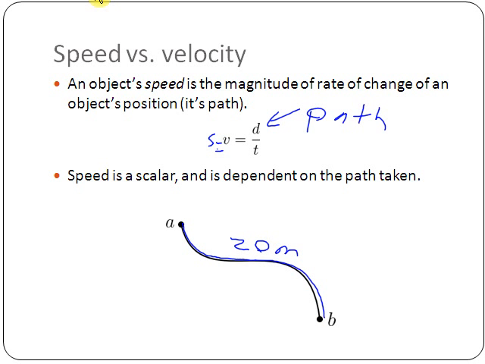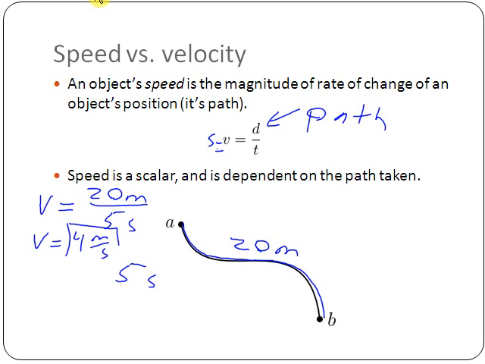In our previous example, we had 20 meters as the path length, even though it's only 10 meters directly between A and B. We said that it took 5 seconds. So to find the speed, we'd say that speed is equal to the distance, in this case the path length, 20 meters, divided by the time, in this case 5 seconds. So 20 divided by 5, we're going to get a speed of 4 meters per second. We don't have to worry about direction. Speed doesn't care about direction. Speed only cares about the path that you take.